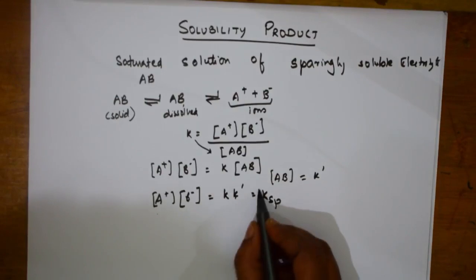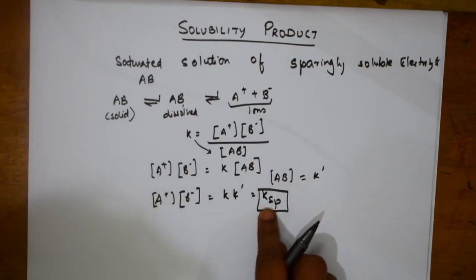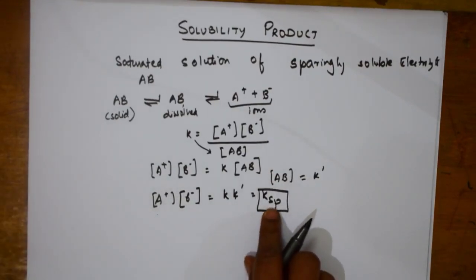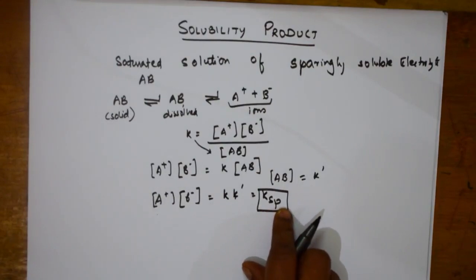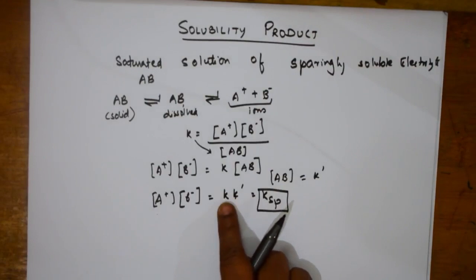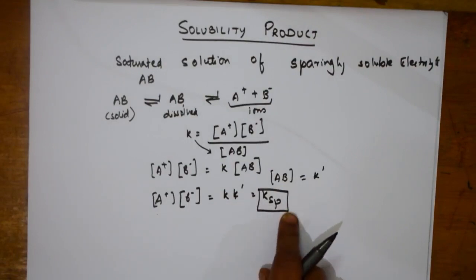This is your solubility product. Now what is the solubility product? This is represented as Ksp, meaning the solubility product. Now how am I defining solubility product? First of all, again, this is a new constant. This is one constant, this is one more constant, this is a new constant again.